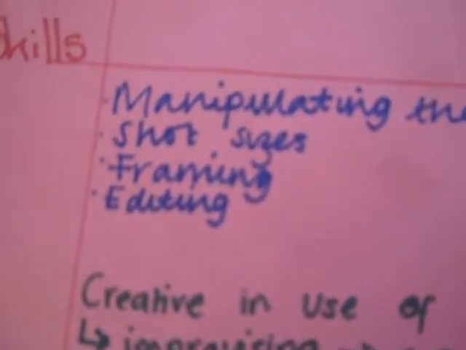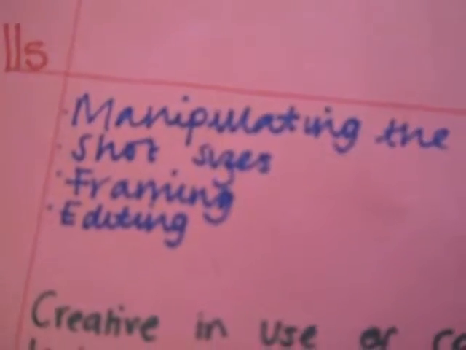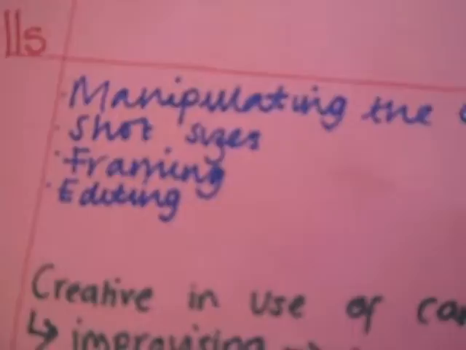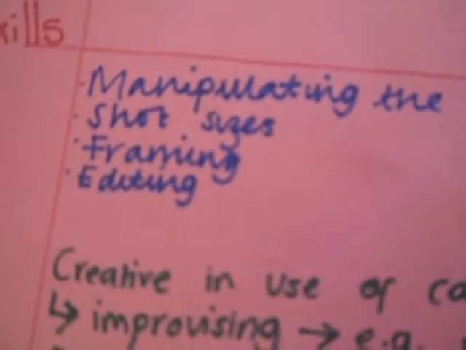We also used technical skills in digital technology to manipulate the camera. This manipulation includes the changing of shot sizes, the framing of the shots, and the process of editing, including the rough cut and the final product.